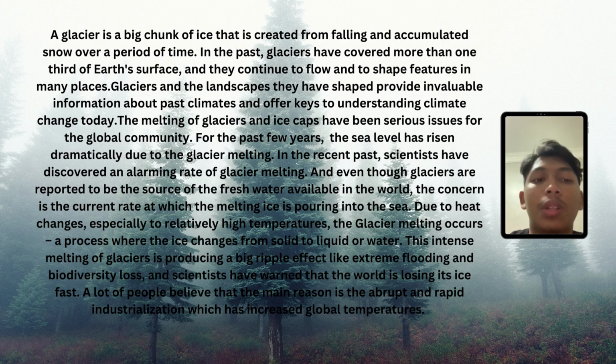Melting water is pouring into the sea due to heat change, especially relatively high temperatures. Glacier melting is a process where the ice changes from solid to liquid or water. This intense melting of glaciers is producing a big ripple effect like extreme flooding and biodiversity loss, and scientists have warned that the world is losing its ice fast. A lot of people believe that the main reason is the abrupt and rapid industrialization which has increased global temperature.